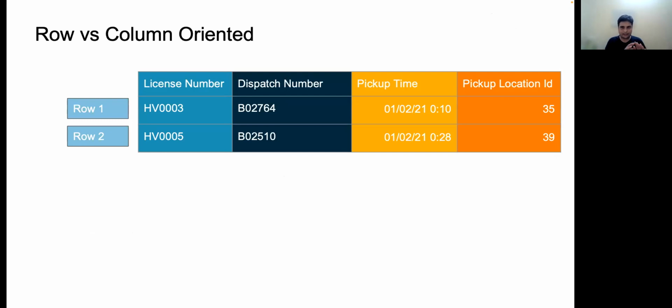So this is the same data, just color coded for our reference. We have only considered 4 columns here: license number, dispatch number, and whatever you see on the screen. So that is row one, which represents a continuous block of data. When you are actually storing this in the file system, the first row is stored continuously. Then the second row is stored continuously.